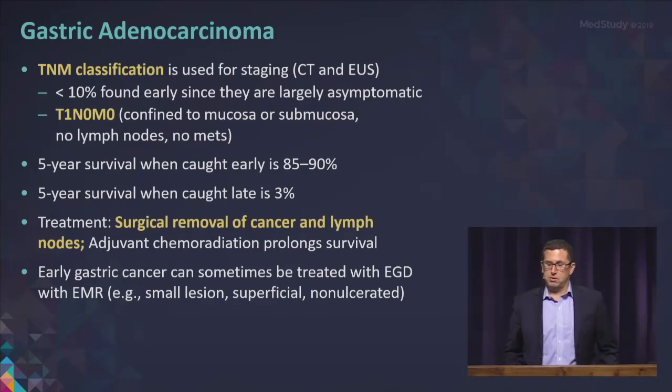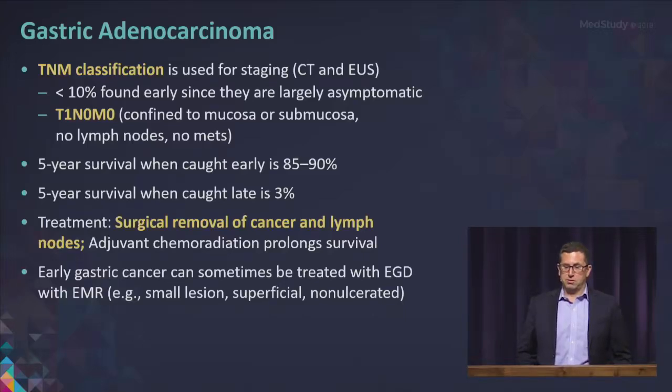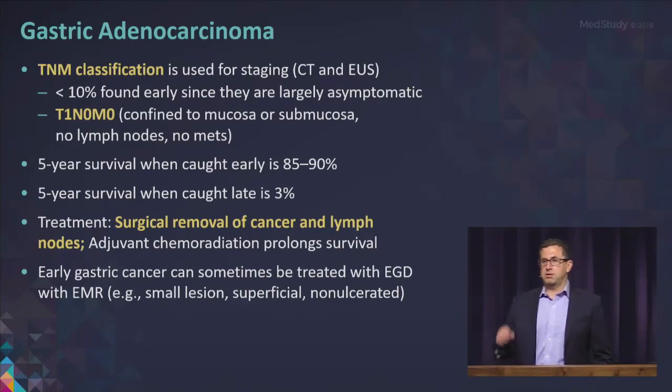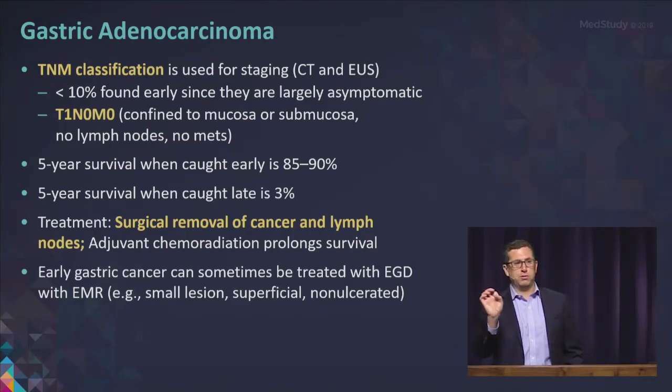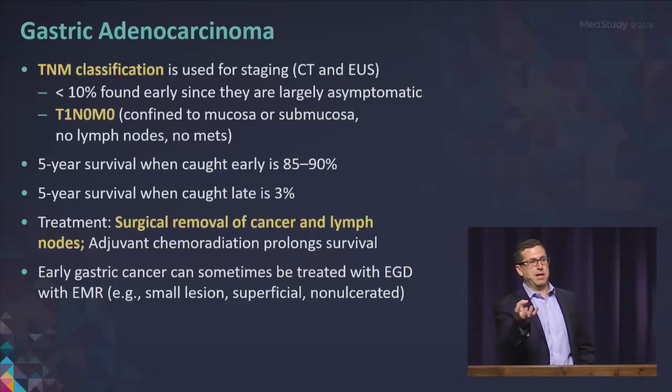Generally, you're going to do treatment with removal of the cancer and the lymph nodes and adjuvant chemoradiation. And again, sometimes if the tumor is very, very small and not ulcerated, we may be able to do endoscopic mucosal resection and cure it that way.